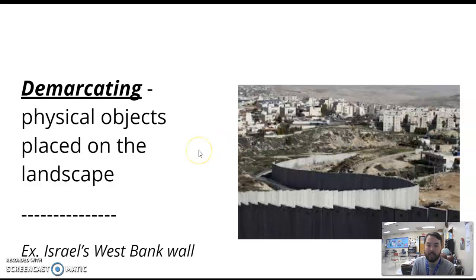The next is demarcating. All right, physical objects actually placed on the landscape to tell you this is the beginning of this and this is the end of this. Okay, so here's an example of a demarcated boundary is Israel's West Bank, as we've talked about earlier this year, the tension between Israel and Palestine, and in some places around Israel there are actual physical walls that demarcate a boundary.